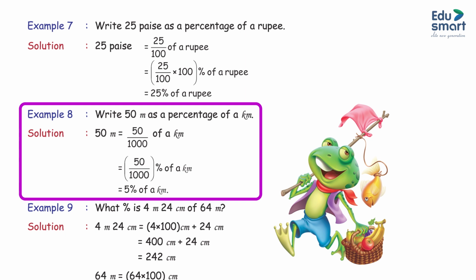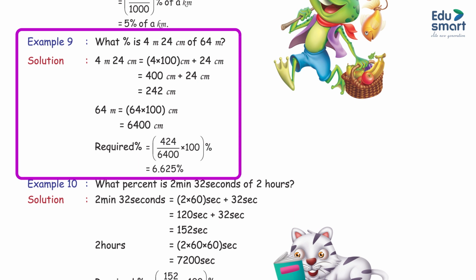50 meter is equal to 50 upon 1000 of a kilometer, which is equal to 0.05 kilometer. Example 9. What percent is 4 meter 24 centimeter of 64 meter? Solution. 4 meter 24 centimeter is equal to 4 into 100 centimeter plus 24, 400 centimeter plus 24 centimeter, 424 centimeter. 64 meter equals 64 into 100 centimeter.